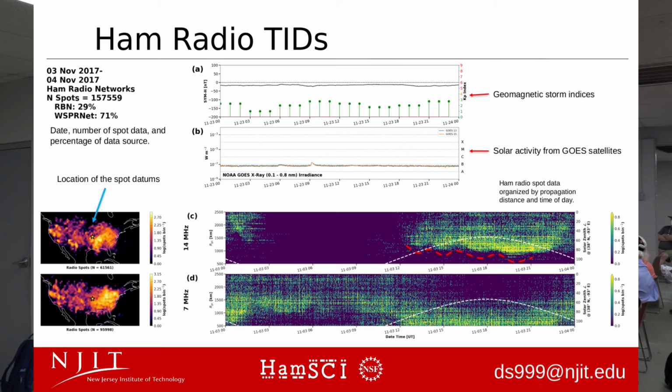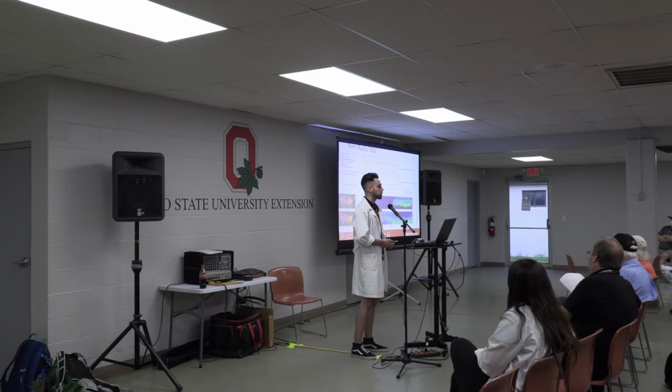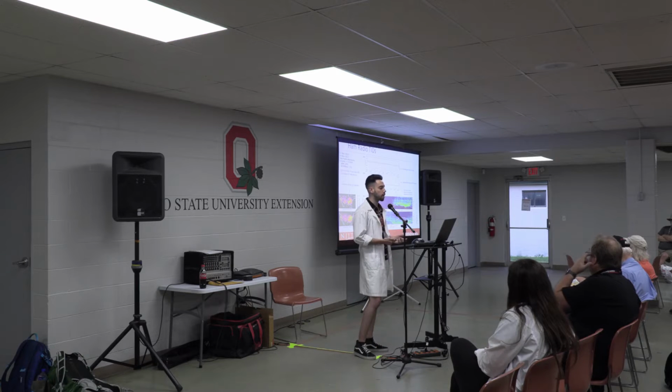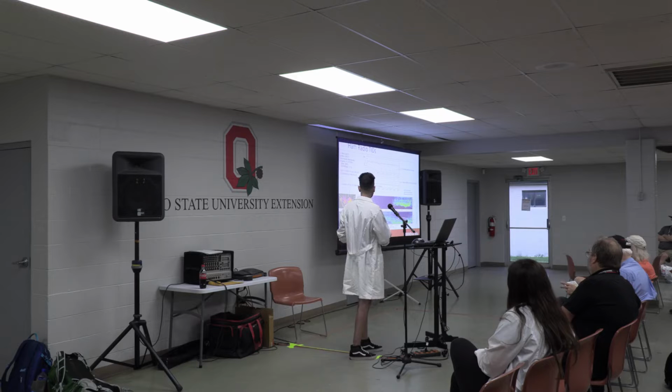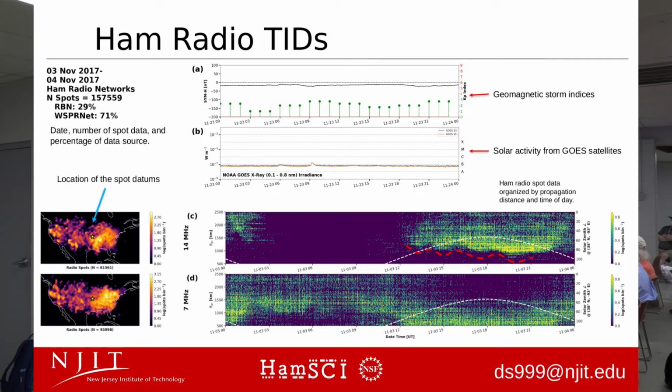So here we have a visualization of the ham radio spot data. This one specifically is using RBN and WSPRNet. So we have A and B on the very top. These are showing geomagnetic storm indices and solar activity from the GOES satellites. These are to eliminate any disturbances that we might find in the ham radio plots that might not be directly related to TIDs. On the bottom left corner, over here, we have the location of the spot data from these networks. For this plot here, we're only looking at the continental United States.